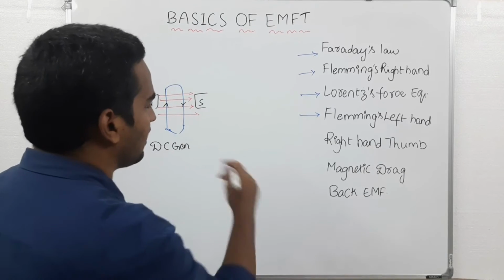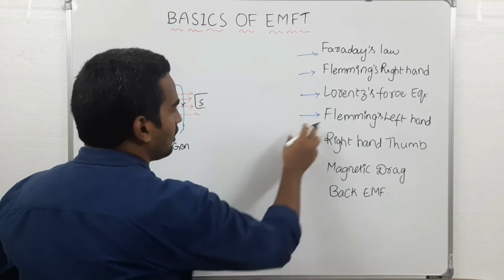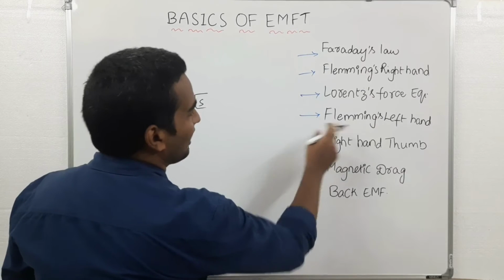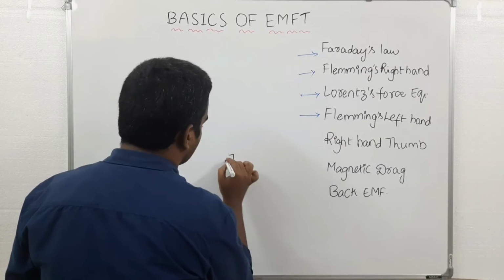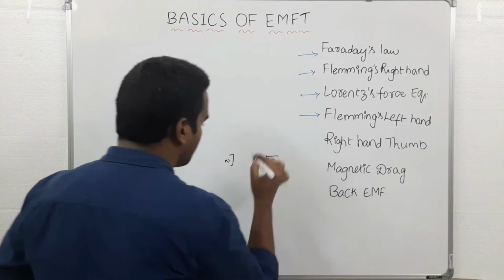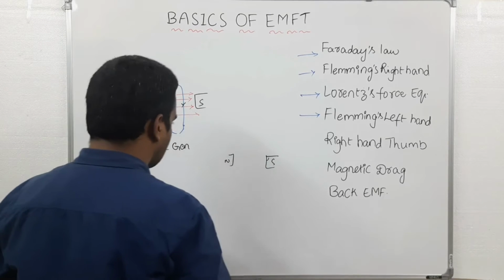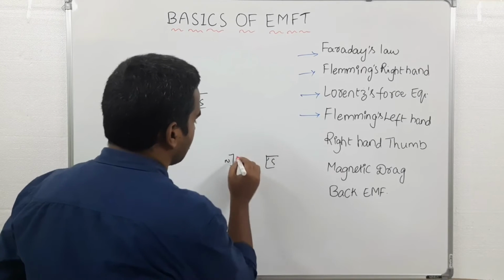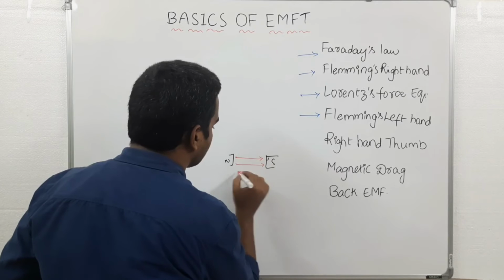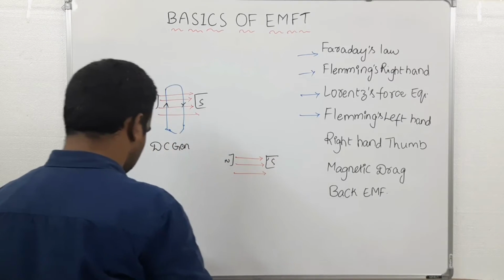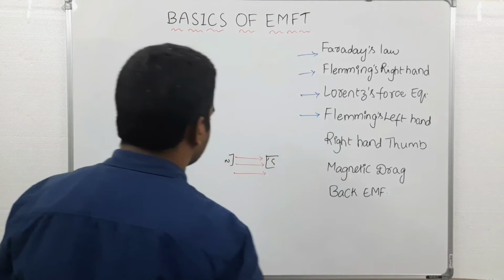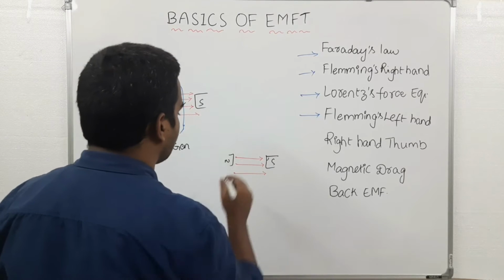Now let us consider a DC motor to apply Fleming's left hand rule. So this is a simple 2-pole DC motor, and flux lines, and in this the conductor is placed.